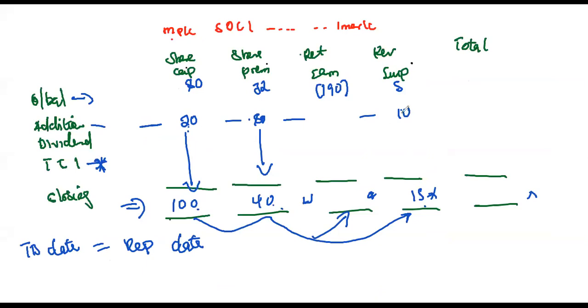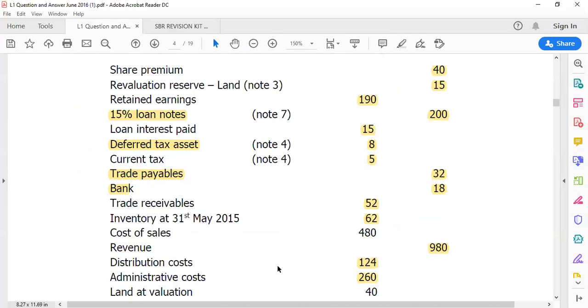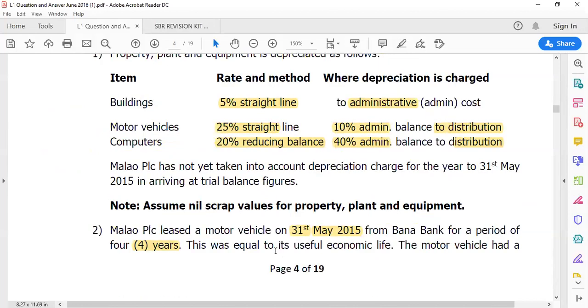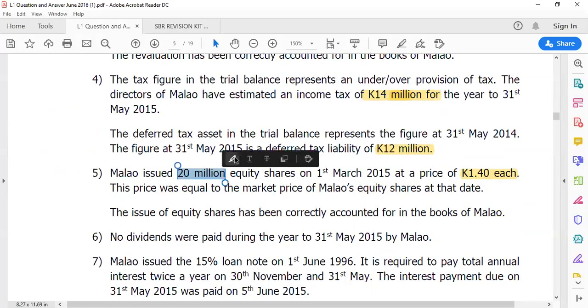Remember the retained loss, they opened with 190 retained loss. Okay, so what do we do? Now we go to another note. At this point, you are even happy, even relaxed, you're not panicking. So you go to other notes and check them out if there's anything new. Okay, this one has been dealt with, note number 5. We've done that one already.